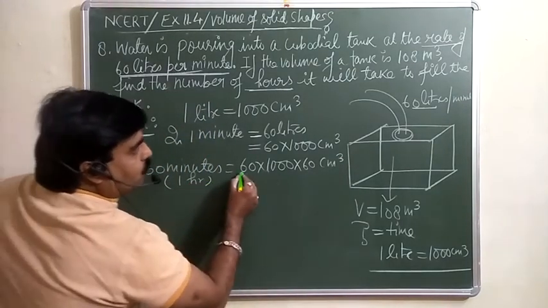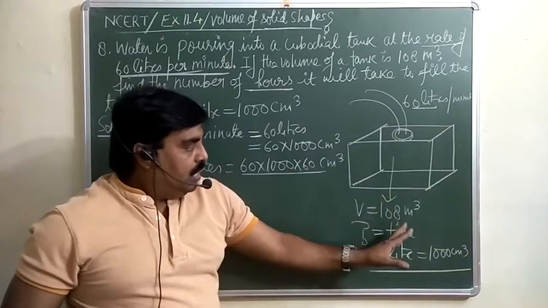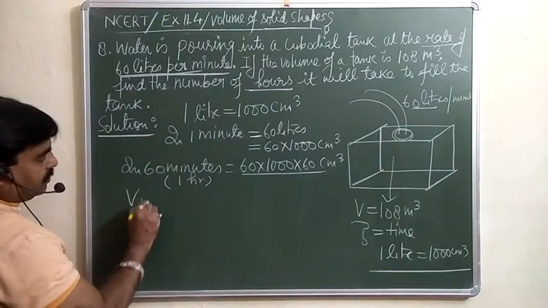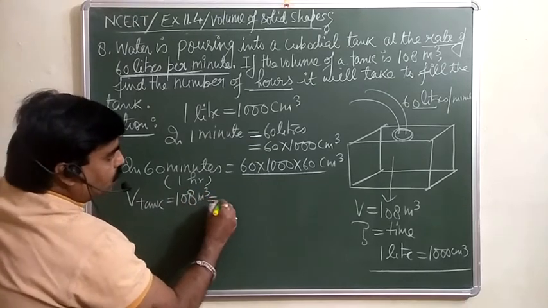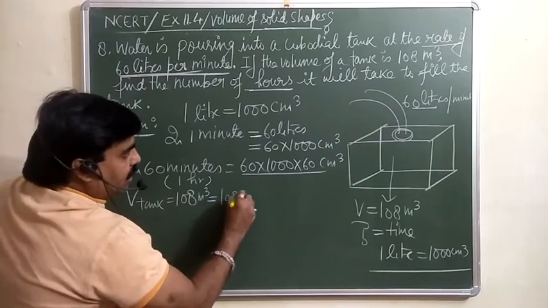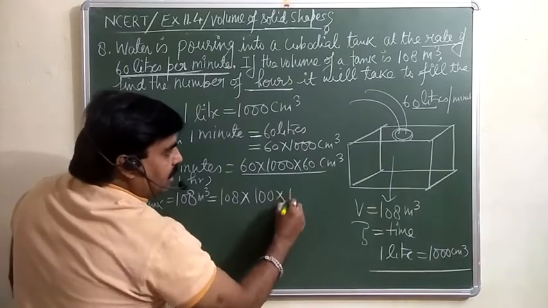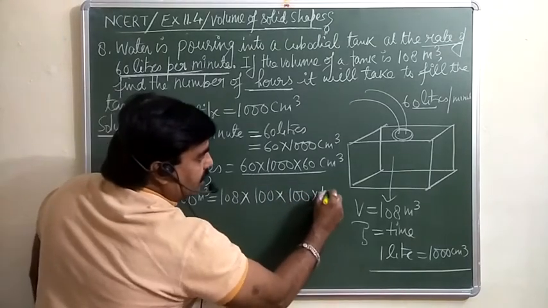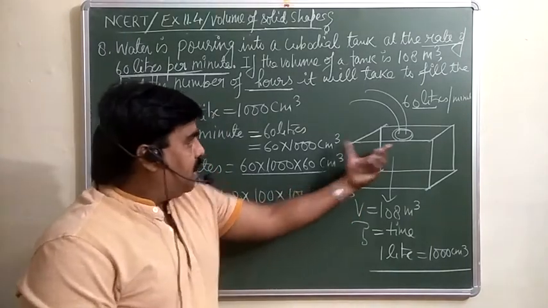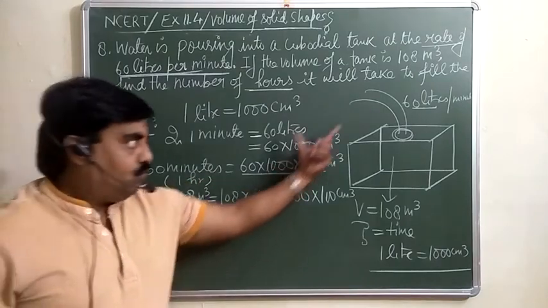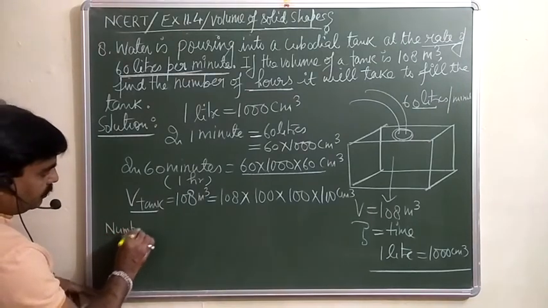In 1 hour, 1 घंटे में इतना water it will fall in this tank only. Volume of the tank is given. Volume of tank is 108 meter cube. You can change this also in centimeter cube. See 108. 1 meter cube है तो 1 meter into 1 meter into 1 meter. So change 1 meter into centimeter, another meter into 100 into 100, and this is your centimeter cube. This is the volume of the tank. Now the volume of the tank is divided by कि 1 hour में कितना fall हो रहा है. Then you will get the number of hours. तो number of hours you want to calculate.